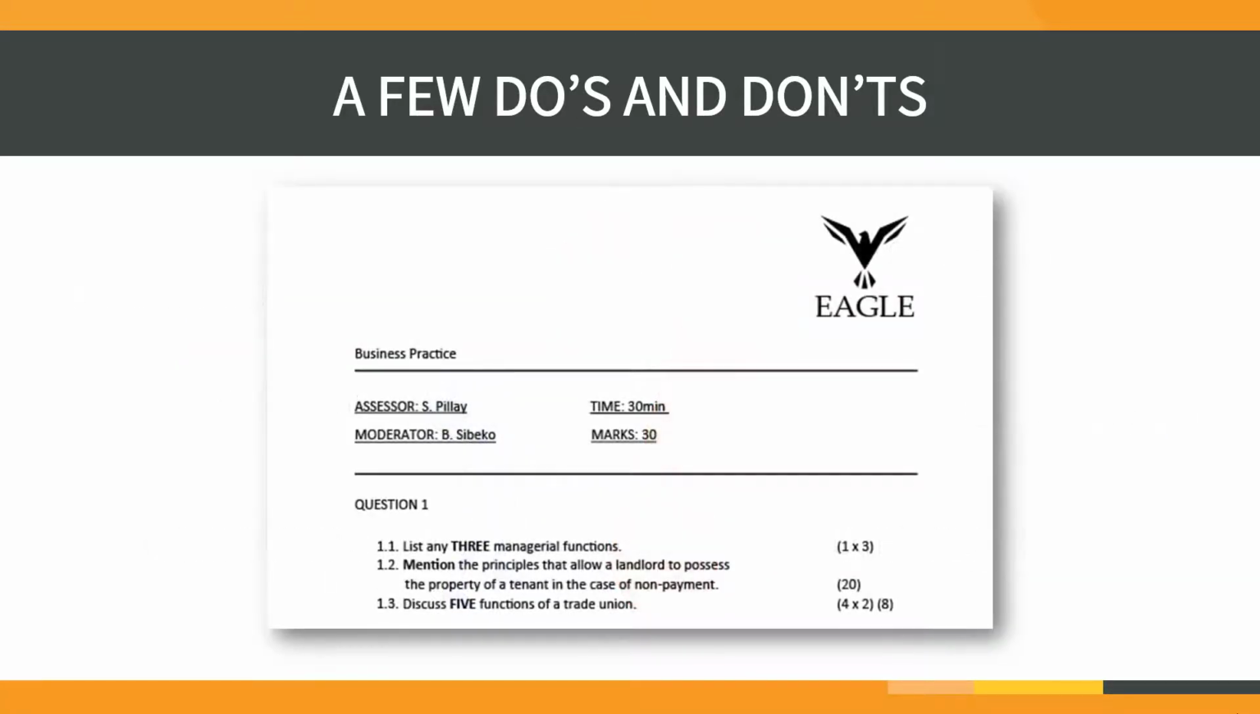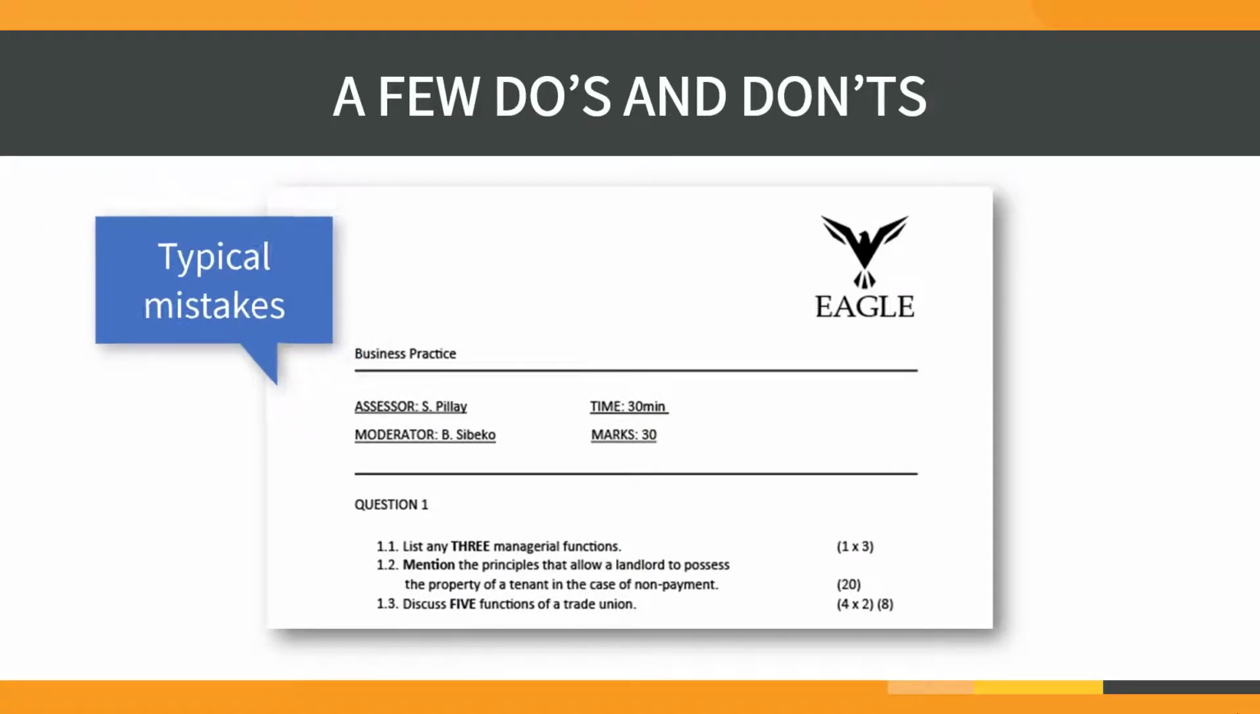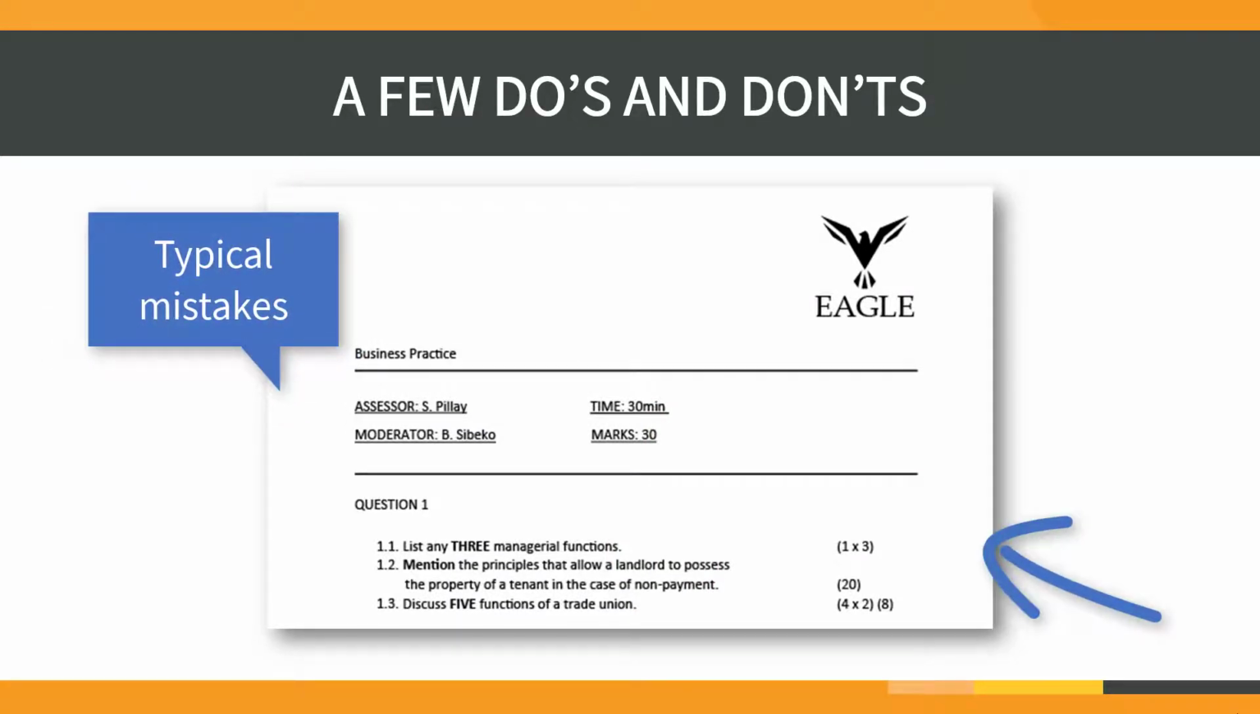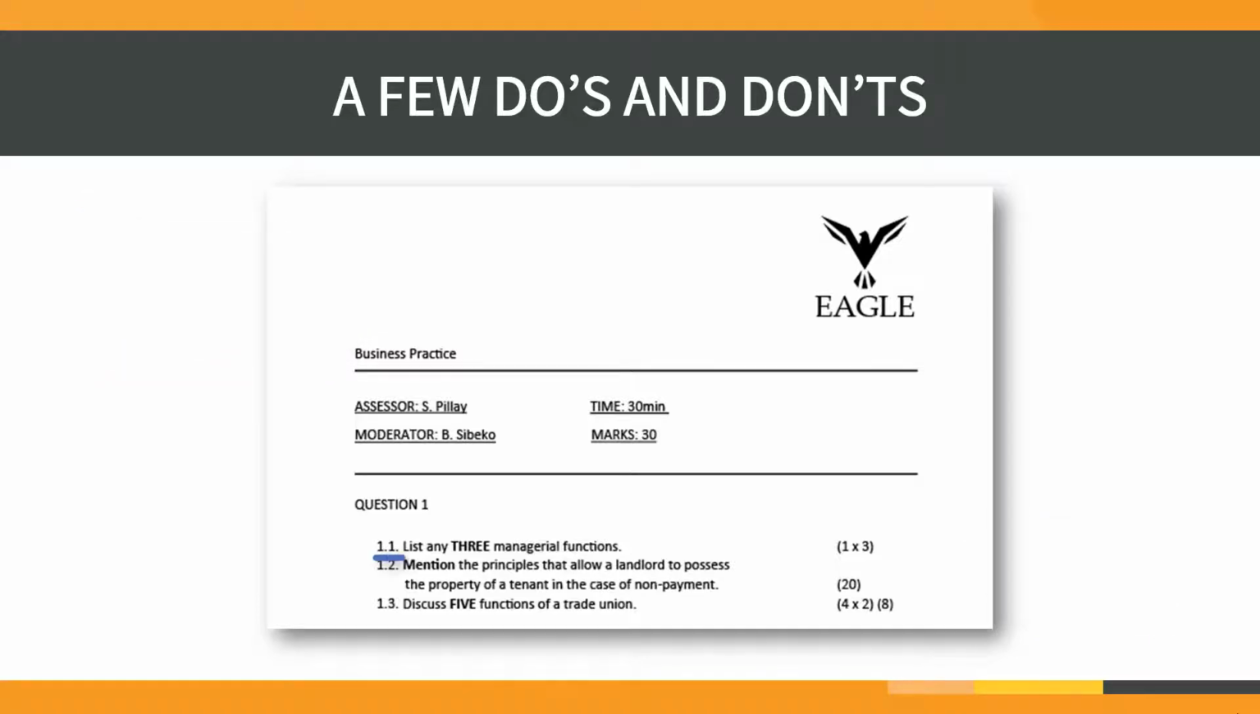So let's have a look at a few typical mistakes using the questions on the screen. Firstly, when a question asks the student to list 3 facts, then it means that there must be 3 facts, counting 1 mark each. As indicated here, it means 1 fact with a mark allocation of 3 marks. In the next question, the poor student has to answer a 20-mark question. "Mention" is also the wrong word because technically speaking, it means that if the candidate writes down a 1-word answer, he or she should get 20 marks.